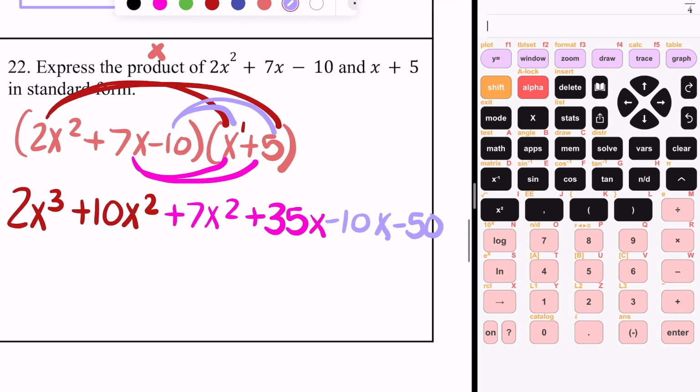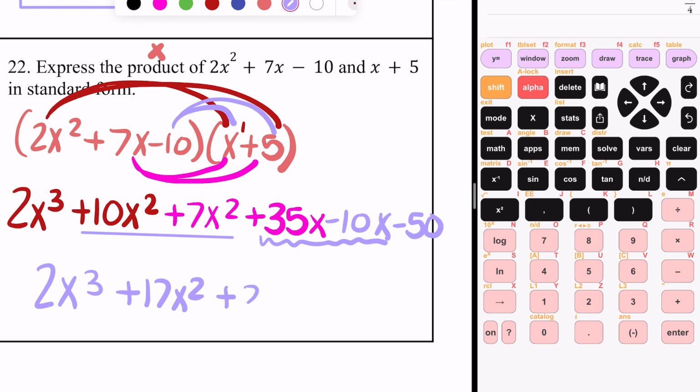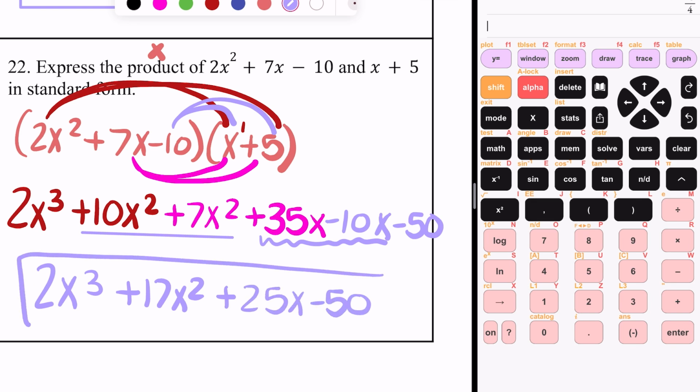And now we could combine like terms. Leave the 2x to the third alone. Then we have 10x squared plus 7x squared, which is 17x squared. Then 35x minus 10x is 25x. And bring down the minus 50. And that is our final polynomial in standard form.